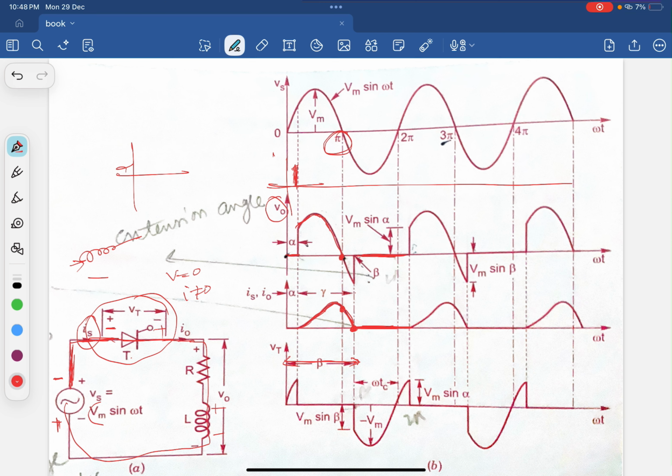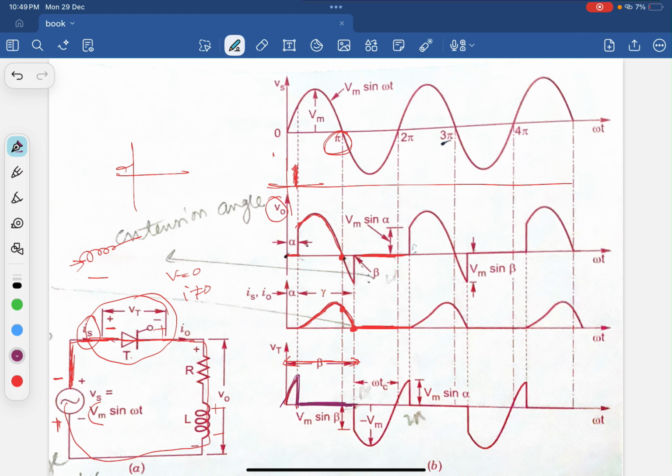When we subtract this waveform, that is the source waveform Vs, from the output, what do we get? We get only the firing angle here, alpha. Only alpha we got. This portion is eliminated here because the thyristor is short at that particular point of time. Here it is 0.